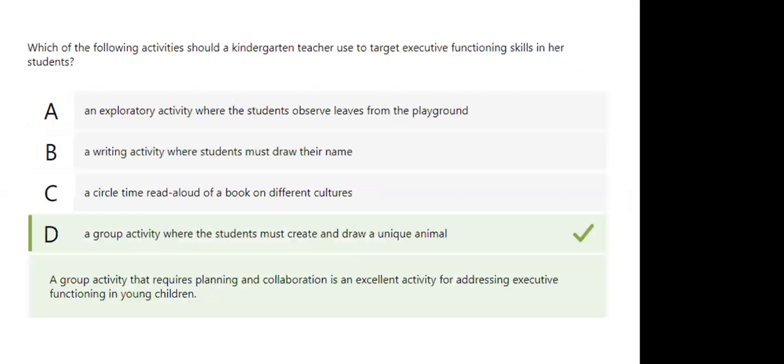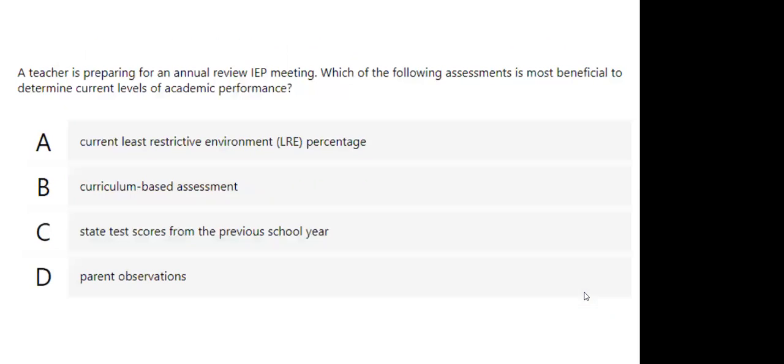Correct answer is D. A group activity where the students must create and draw a unique animal. This requires planning and collaboration. It's an excellent activity for addressing executive functioning in young children. Let's go to the next question.